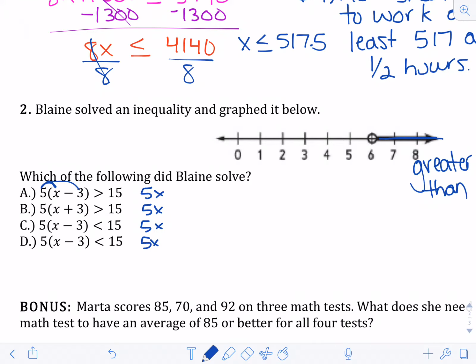So right now I know I can eliminate D and I can eliminate C. Next thing, I don't have the choice of open or closed circles, so I got to look at A and I got to look at B. So let me start with A. 5x minus 15 is greater than 15. Add 15 to both sides. 5x is greater than 30. Divide both sides by 5. X is greater than 6. And that's exactly what I needed. So A here is my answer.